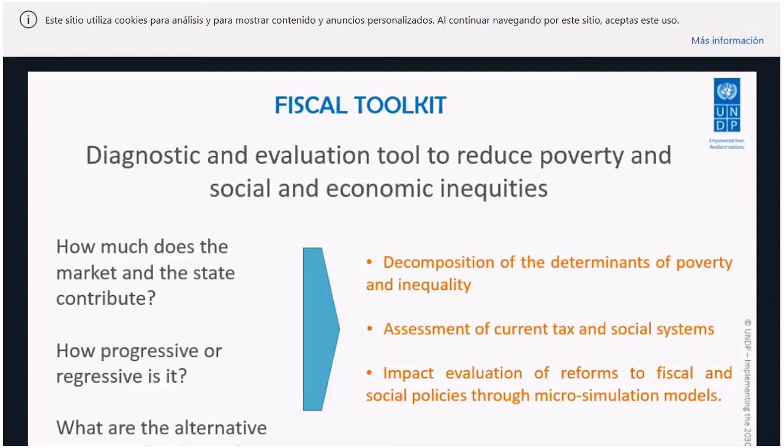And three of the questions that we could answer with the tool are: how much do the market and the state contribute to inequality, for example? How progressive or regressive is a certain policy? And what are the alternative scenarios for change? If we move from the status quo, what would happen if we have a new policy, a new tax policy, for example, or a new subsidy, or a conditional cash transfer program?